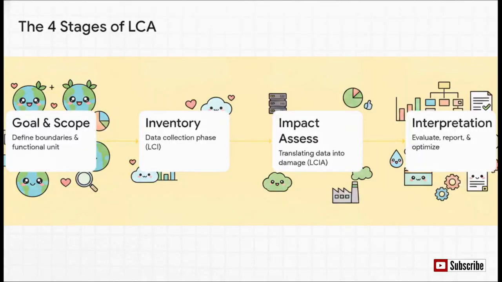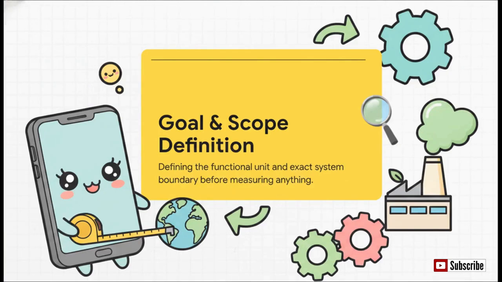The absolute crucial thing here is that measuring this impact requires strictly following a 4-stage iterative process. If you're ever asked about the stages of LCA, you need to hit these exact 4 steps. Let's break down what happens in each one. Stage 1 is the goal and scope definition. Before you even think about measuring a single thing, you have to draw your boundaries. What exactly are we evaluating here?